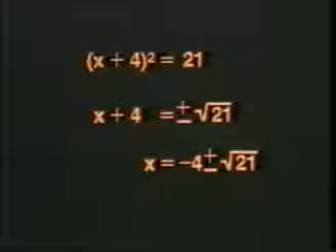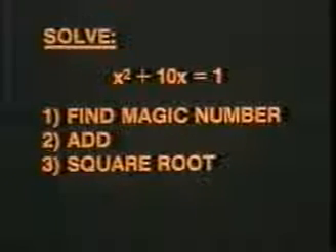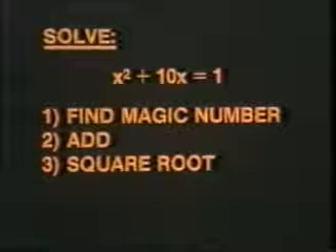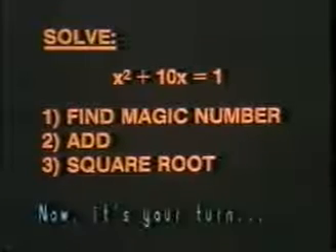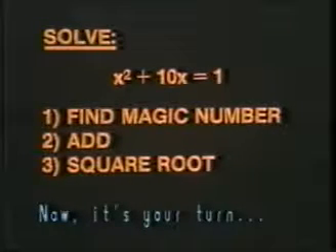And finally, you're ready to do a problem of your own from start to finish. By finding the magic number, adding it to both sides, and using the square root method to get two correct answers. When you have them, come back. Turn the tape off.